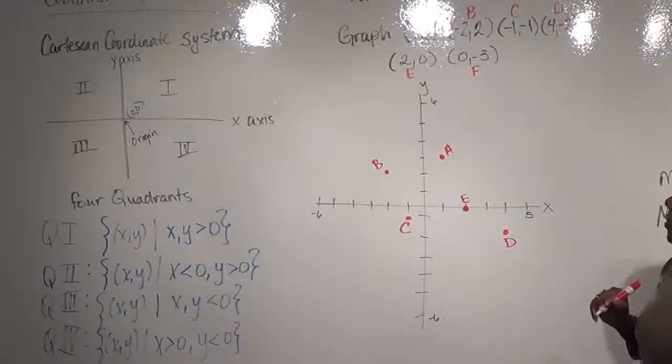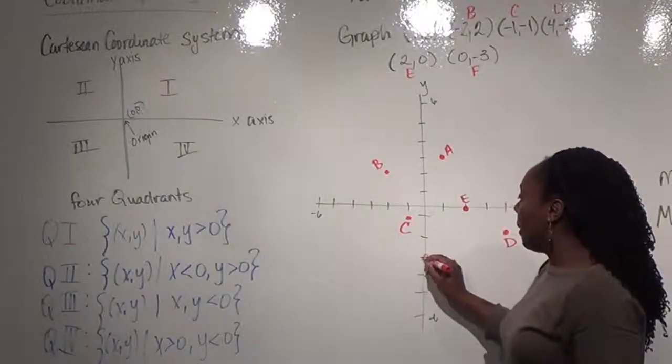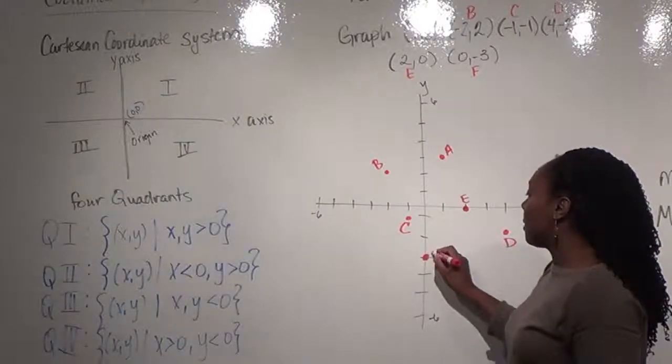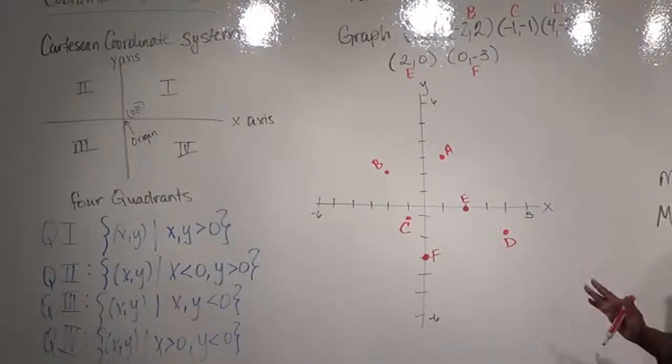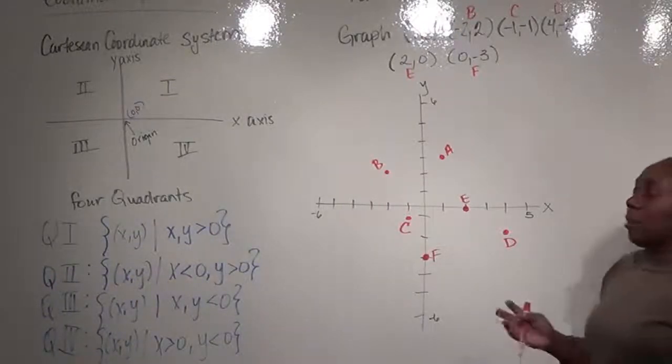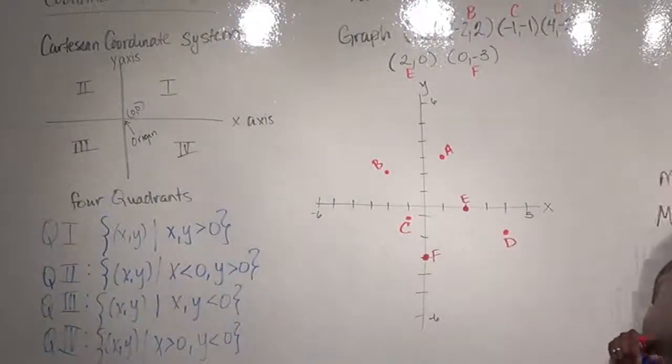And then for F, I'm at 0 on the x and then -3 on the y. So I'm on my y-axis. So there would be the graphs of my points. Okay, and that's it. Unless you're asked to actually connect the points into a line or some other graph, that's all you're doing.